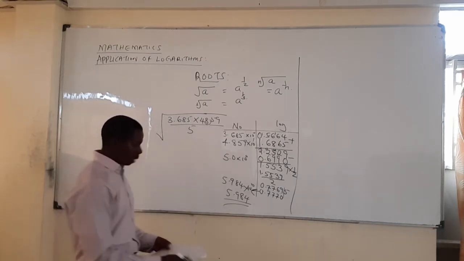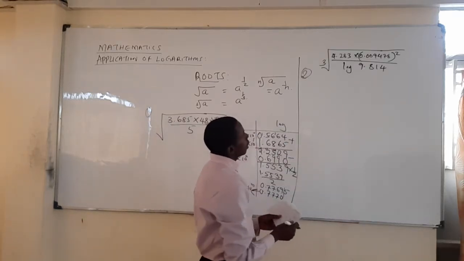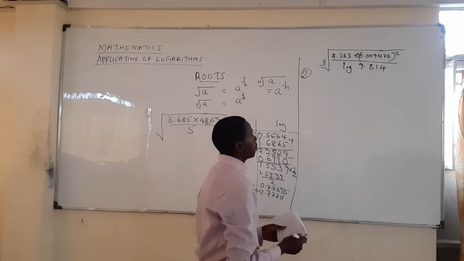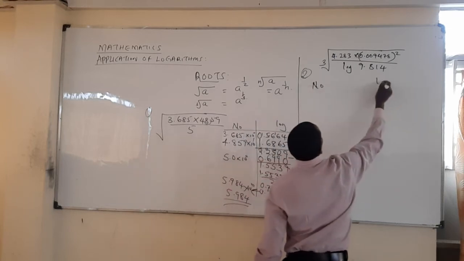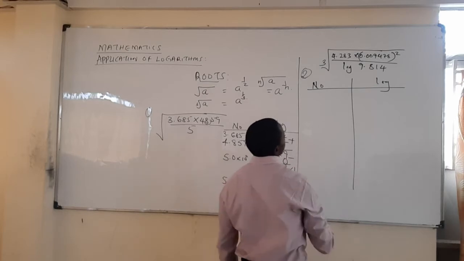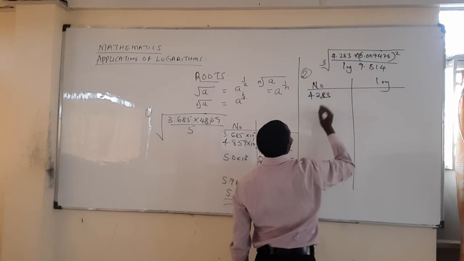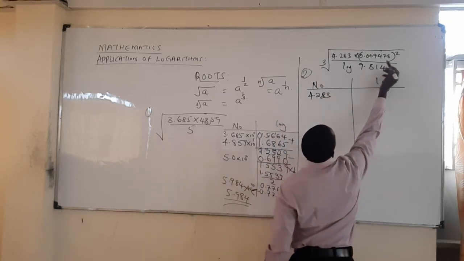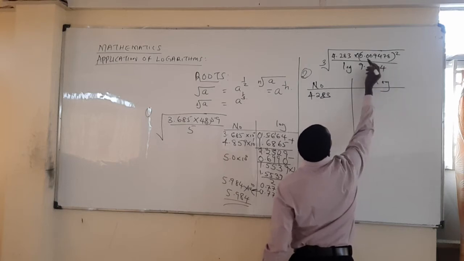Let's have a second example here. So there you go, we have example 2. We evaluate that using the logarithm. So the first thing, we make ourselves a table. One side number, other one the logs, like that. 4.283 is in standard form. Then we have 0.009478. Write it in standard form.